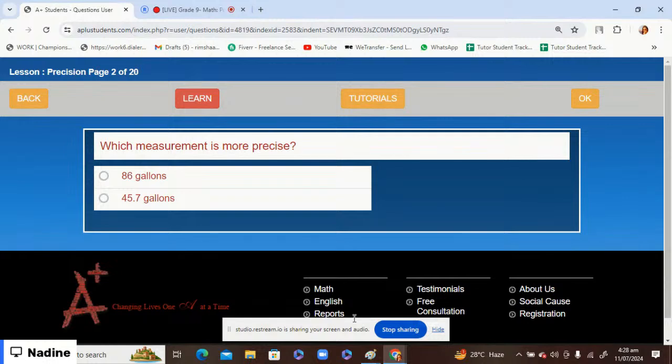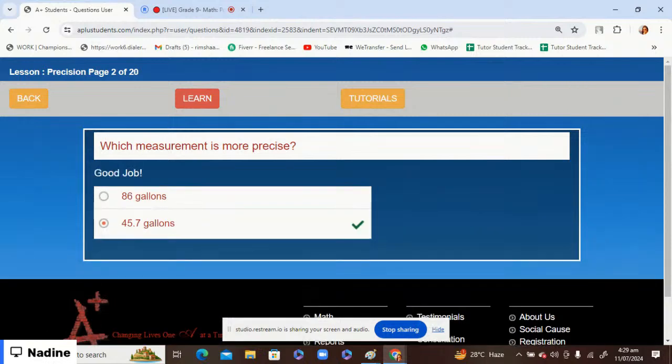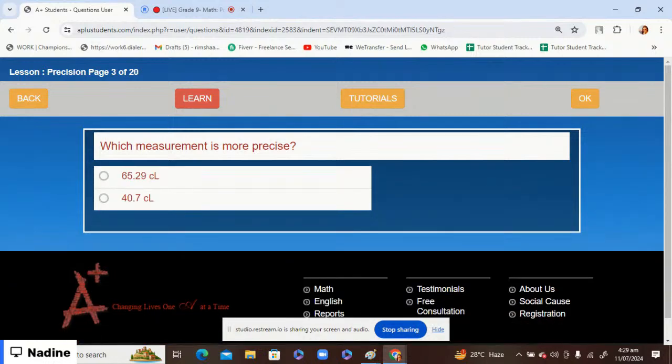So which measurement is more precise? Look here, there is 86 gallons, and the next one is 45.7 gallons. Which one is more precise, 45.7 gallons or 86 gallons? Think about it, then I will mark, okay? So here it is 45.7 gallons, obviously because it's in the form of decimal.